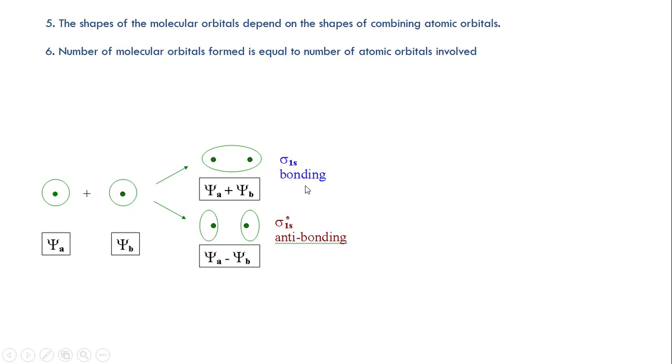The bonding molecular orbital always has less energy than the anti-bonding molecular orbital. The shapes of these bonding and anti-bonding molecular orbitals depend on the atomic orbitals combining. How many atomic orbitals are there here? One and two. So this is the first molecular orbital and this is the second molecular orbital. Two atomic orbitals are involved in the bond formation, so two molecular orbitals are formed.